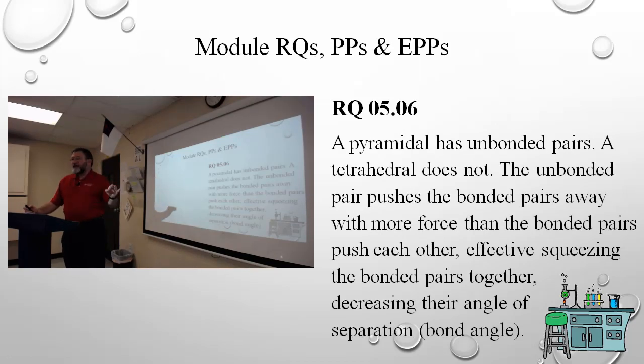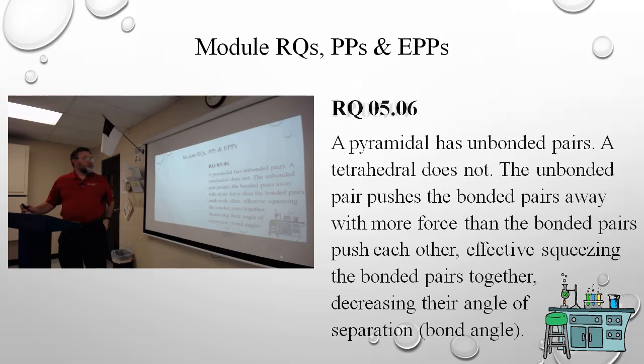See, pyramidal has unbonded pairs, but in a pyramidal it has one unbonded pair. Okay, but a tetrahedral doesn't. So since the pairs have a greater force of repulsion, pushing away, what that does is effectively squeeze the bonds together. And that creates a smaller angle of separation or bond angle.